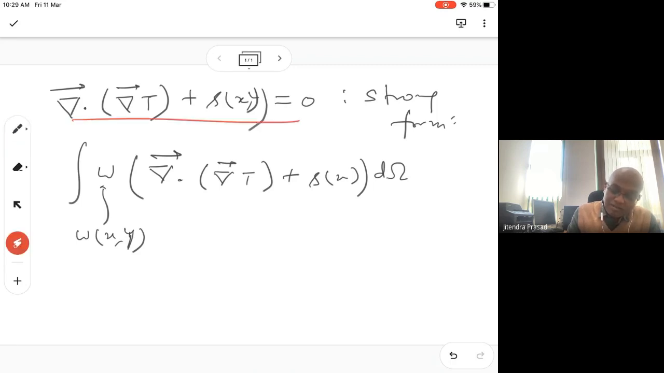So this source will also be x and y. So we write accordingly x, y like this. And here we are writing omega, meaning that omega is the domain, right? So this is the domain.